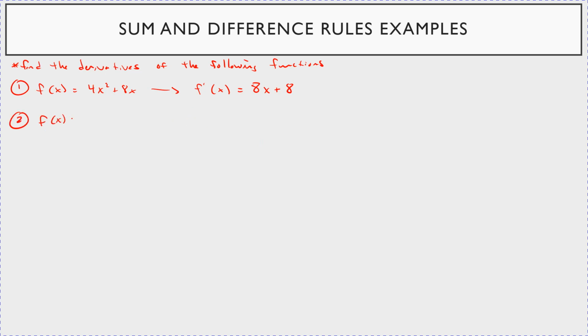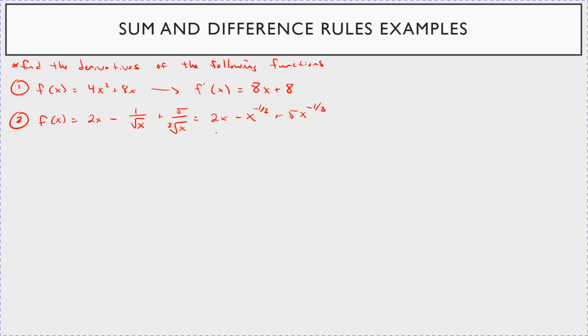Let's look at f of x is equal to 2x minus 1 over the square root of x plus 5 over the third root of x. Well, look, what did I say the key was here? The key is you got to rewrite this so you can use the power rule. So this is 2x minus x to the minus 1/2 plus 5x to the minus 1/3.